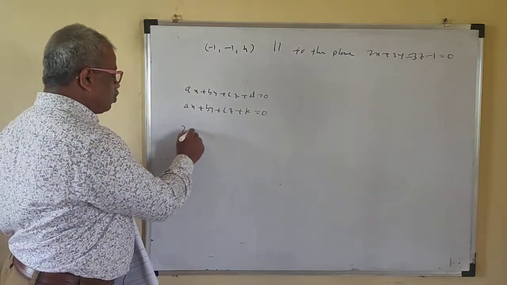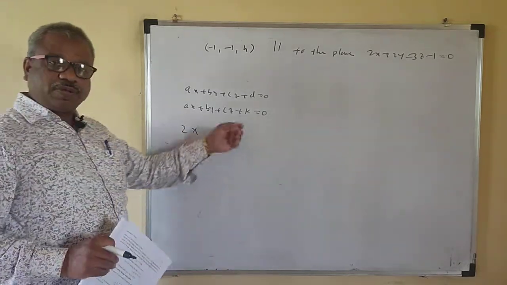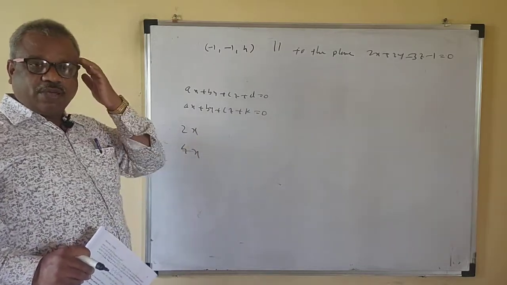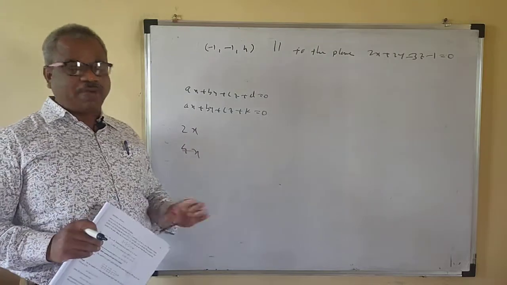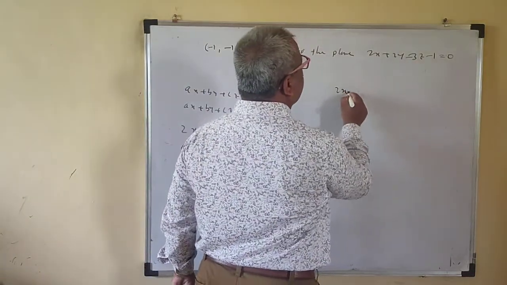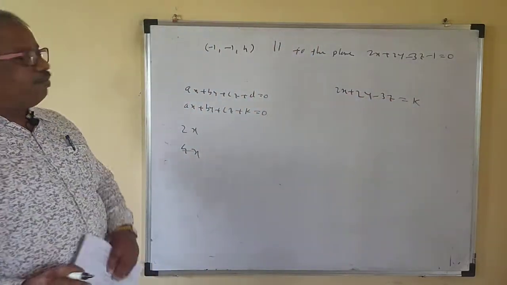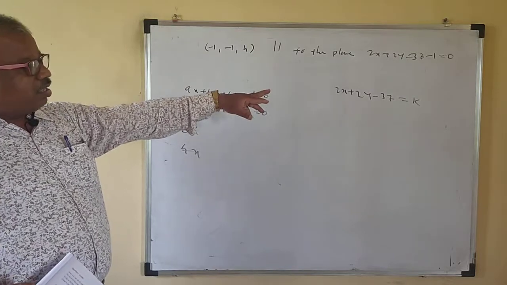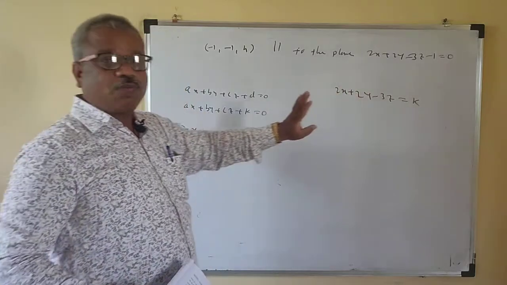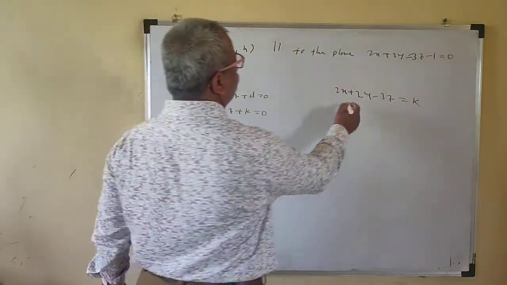Suppose 2x is there, then this will be 4x. If you divide by 2, then your coefficients of x, y, z will be the same. If the coefficients of x, y, z are the same for both planes, then these two planes are parallel. So parallel planes differ by a constant. So the equation of the plane parallel to this plane is 2x plus 2y minus 3z is equal to k. You have to find the value of k. This plane passes through this point, so just find the value of k here.